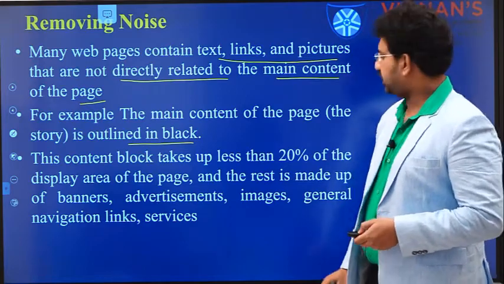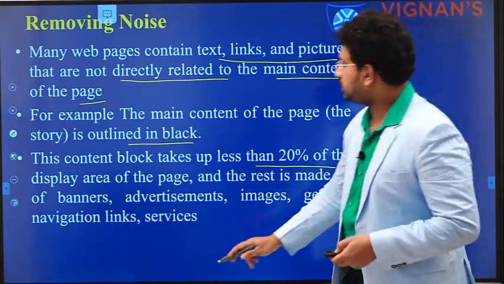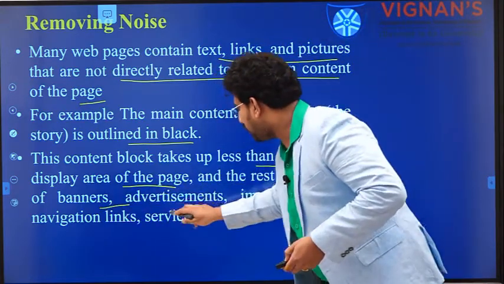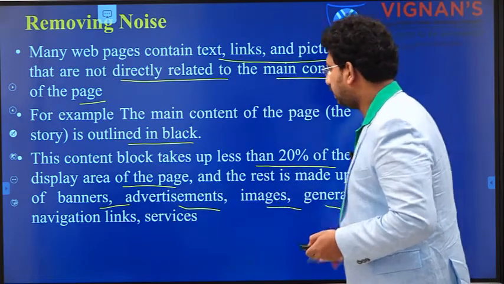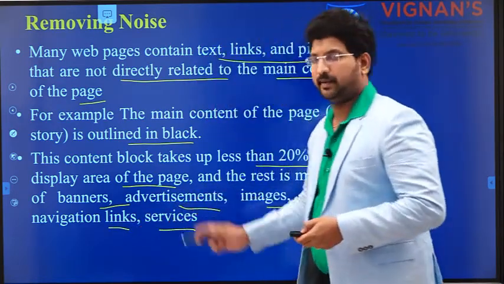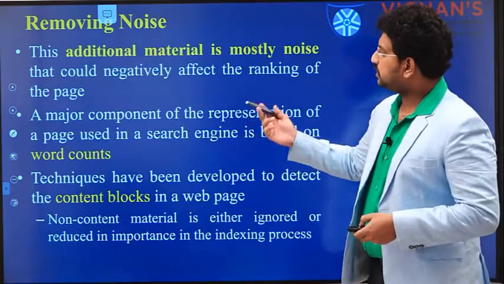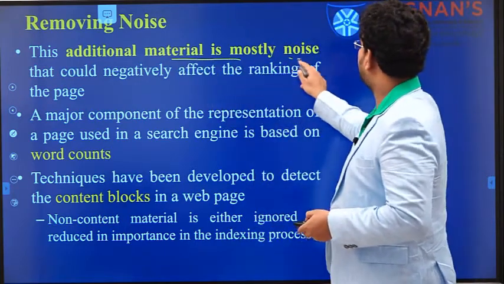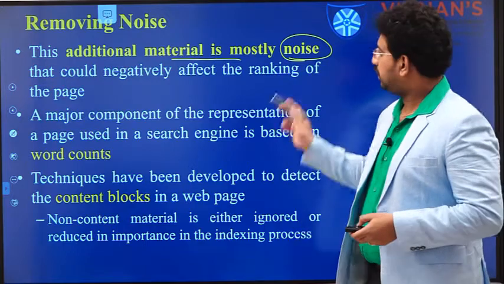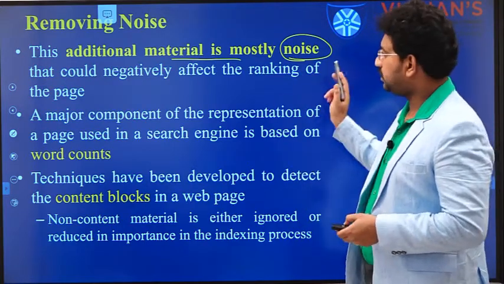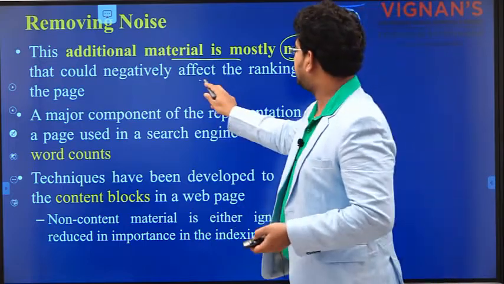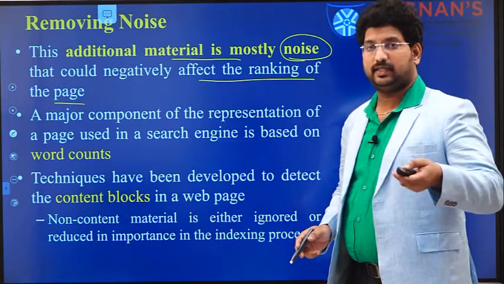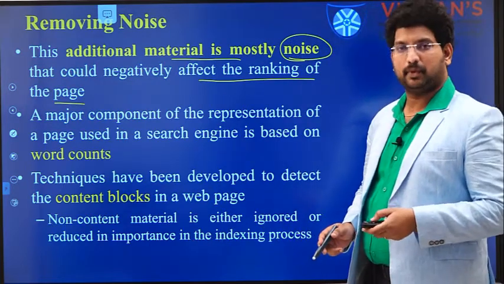This content block takes up less than 20% of the display area of the page, and the rest is made up of banners, advertisements, images, general navigation links, services, etc. This additional material is mostly what I told you, the noise, which could obviously negatively affect the ranking of the page. Whenever ranking is going on, the noise always has a bad impact on the ranking process.